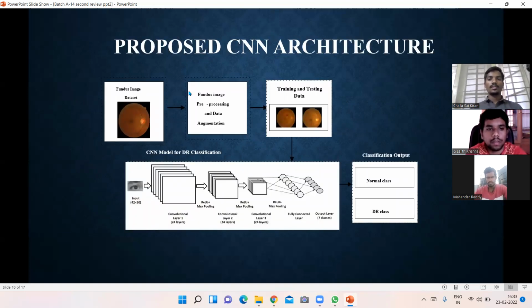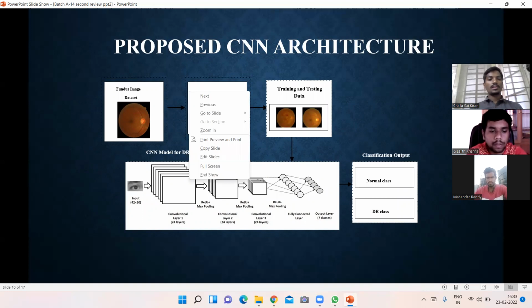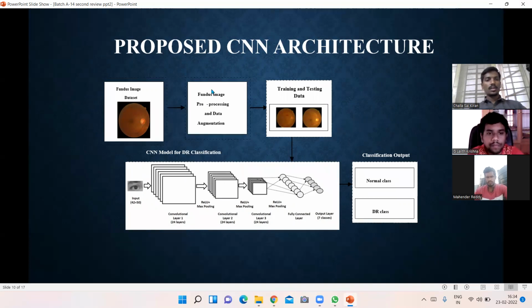So this is the CNN architecture. In the CNN architecture, we are giving a fundus image data set, which contains different eye fundus images. By giving these eye fundus images, we are performing pre-processing and data augmentation. Pre-processing is a process of transforming raw data into an understandable format. The quality of data should be checked before applying it to the algorithms. After pre-processing, we do data augmentation.